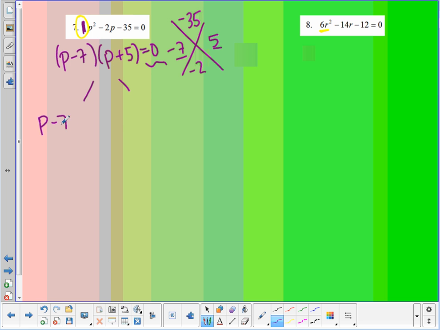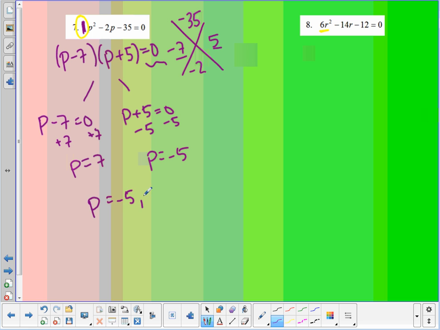So p minus 7 equaling 0, p plus 5 equaling 0. Add the 7, I get p equals 7. Subtract the 5, and I get p equals negative 5. So my two solutions are p equals negative 5, comma 7.